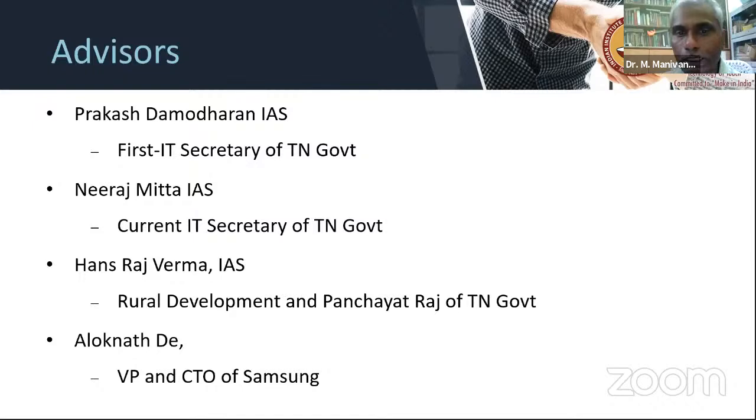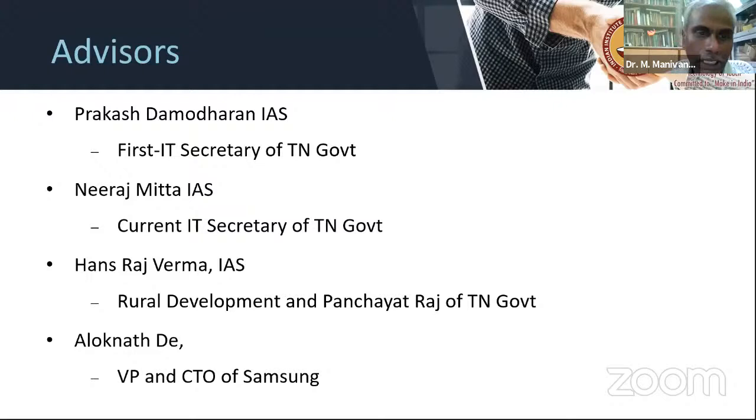We have Dr. Prakash Damodaran, who is an IAS officer. He's the first IT secretary of Tamil Nadu. He's joined with us today. And Dr. Neeraj Mittal, he's a current IT secretary of Tamil Nadu government. And Dr. Hansraj Verma, he's again an IAS officer. He's running the rural development and Panchayat Raj of Tamil Nadu government.